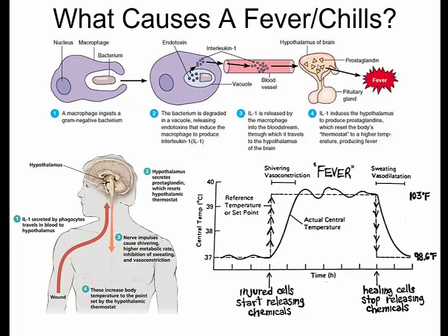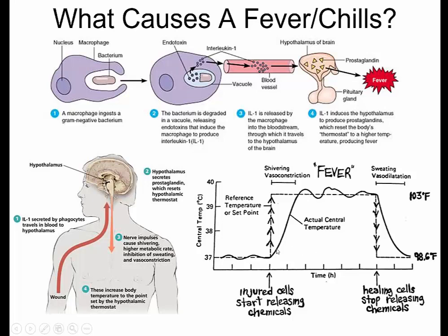Now, prostaglandins induce the hypothalamus to reset the body's thermostat, and it's going to set it at a higher temperature. So instead of being at 98.6 degrees Fahrenheit, the hypothalamus raises its set point to 103 degrees Fahrenheit. Once it does this, then it has to send signals out to the effectors to raise your body temperature. So your muscles are going to start shivering. You're going to have vasoconstriction of blood vessels at the surface of your skin.